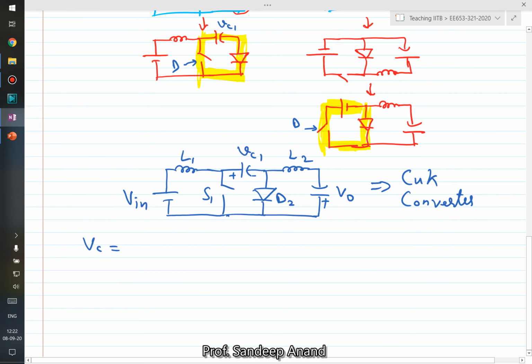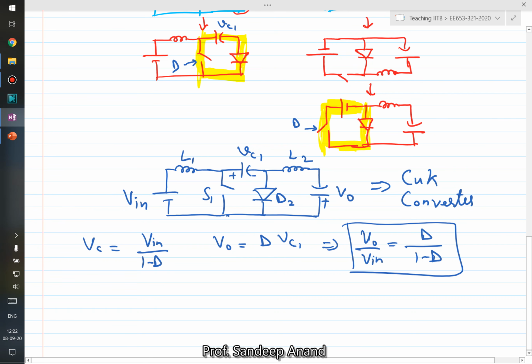So VC1 is Vin upon 1 minus D, and VO, if you see from the output circuit, VO is equal to D times VC1, and therefore you can write VO by Vin is equal to D upon 1 minus D. So it is a buck boost converter, right? It has the same expression as the buck boost converter.